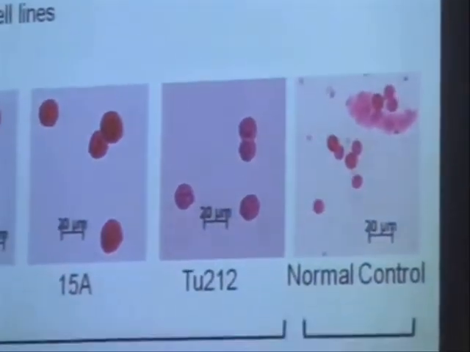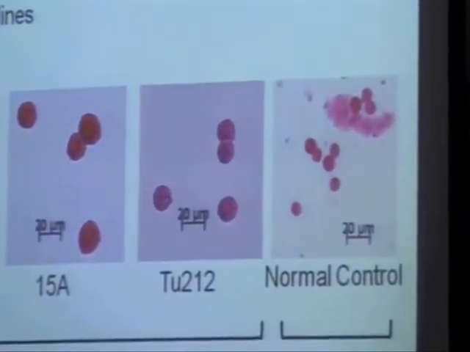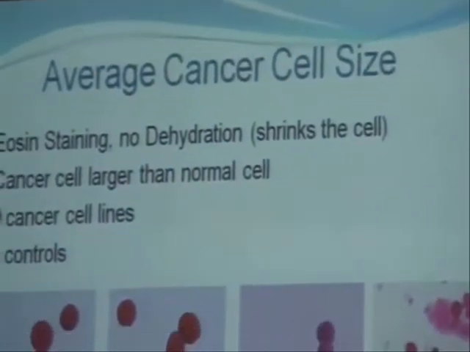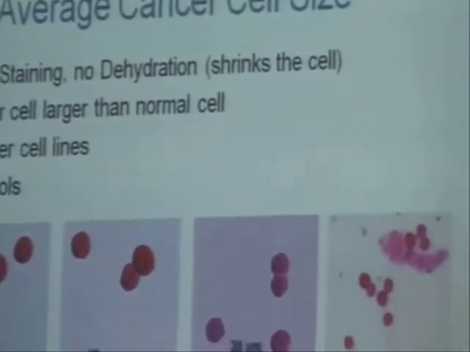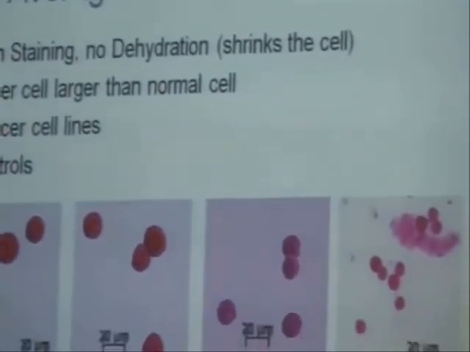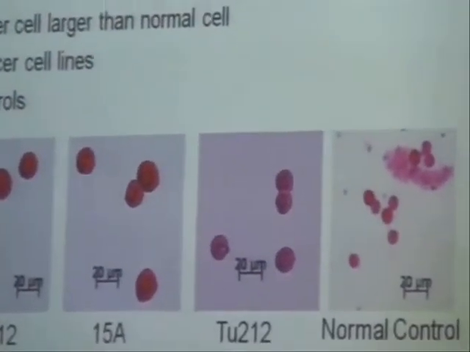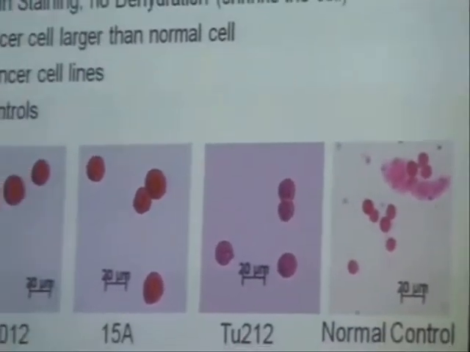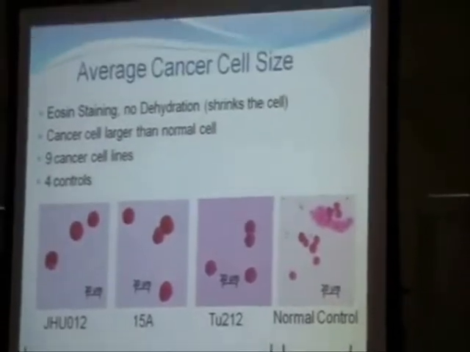So first, before I started filtering, I had to think about which size filter I should use. There are various sizes, so 5, 8, or 10. So first I had to study the average cancer cell size. So lots of tissue samples on various slides. I stained these with eosin, and I did not dehydrate them because I found that dehydration actually shrinks the cells, thus causing a dramatic change in cell size.